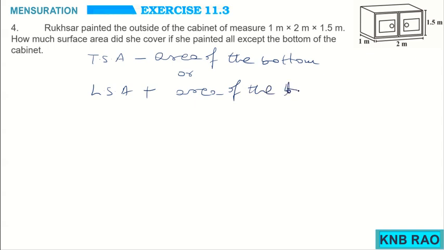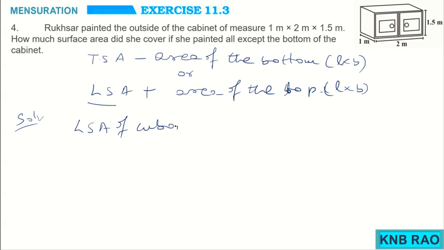Area of the top. You know both bottom and top are of area L into B. Choice is yours. Moving on, I'll go with LSA adding to the area of the top. Here, since it is a cuboid, LSA of cuboid is 2 times of (L plus B) into height. Or you can remember it as perimeter of the base into height.